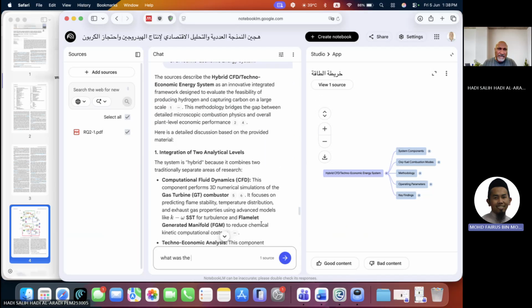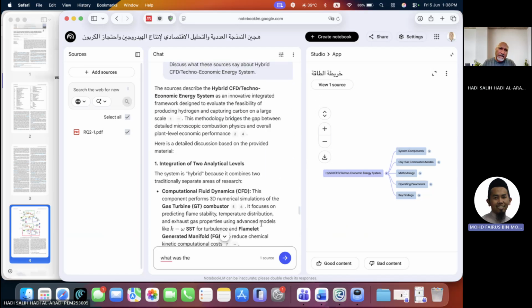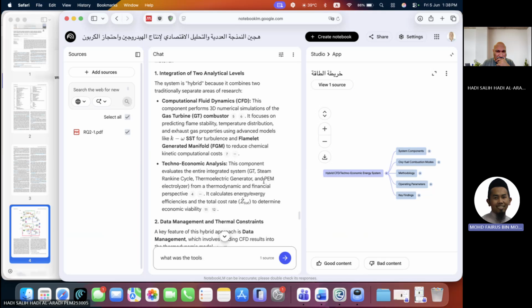So if you ask about Aspen, what is their answer here? What was the tool used to make the simulation? What was the tool being used for the analysis in this paper?